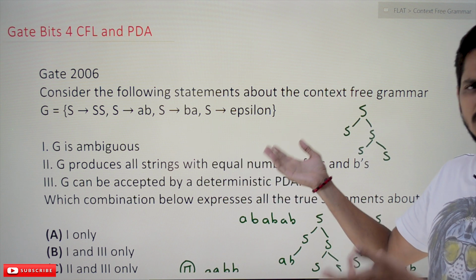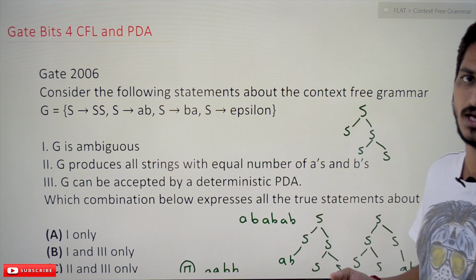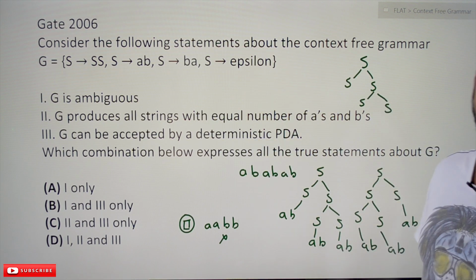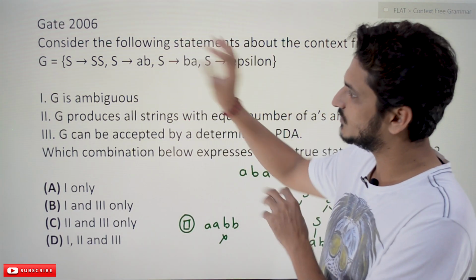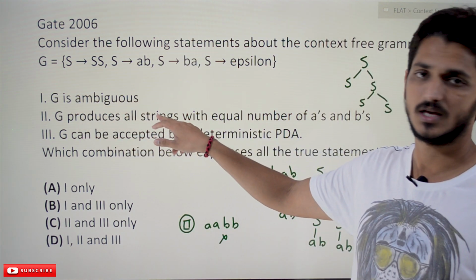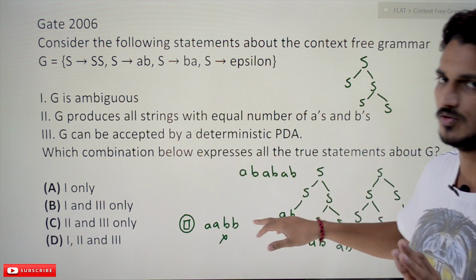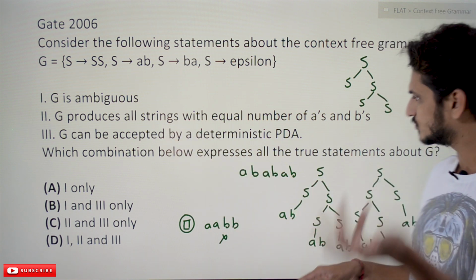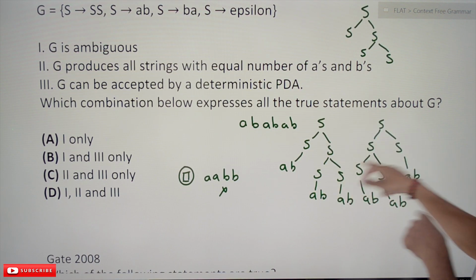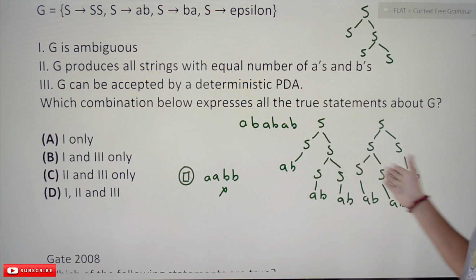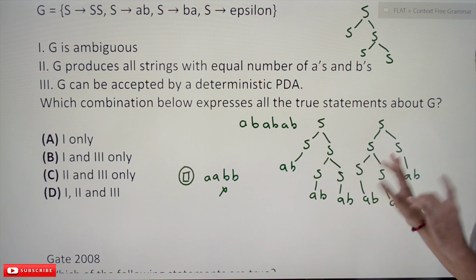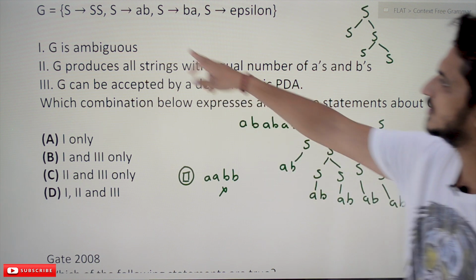This language is a very simple regular language. If you understand the grammar and what language it is going to generate, we can easily solve the bit. G is ambiguous. Is it true or false? Yes, G is ambiguous. We prove that it is ambiguous by saying that AB, AB, AB can be derived in two different ways, either this or this. More than one derivation tree means it's ambiguous. Yes, the first statement is true.